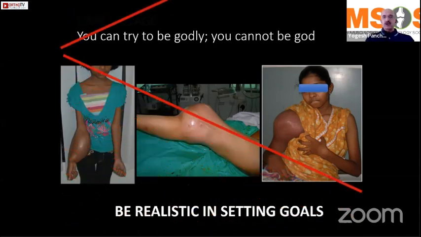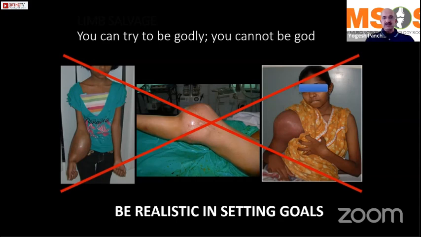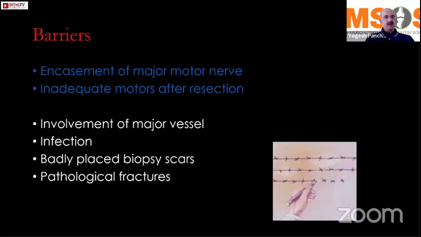One can try to be godly, but we cannot be gods. So in such type of tumors, we have to be realistic in setting goals. And these are not the ideal limb salvage candidates. These have to be treated by an amputation.